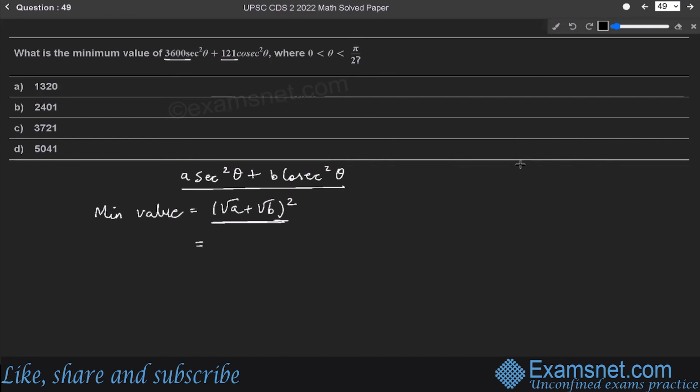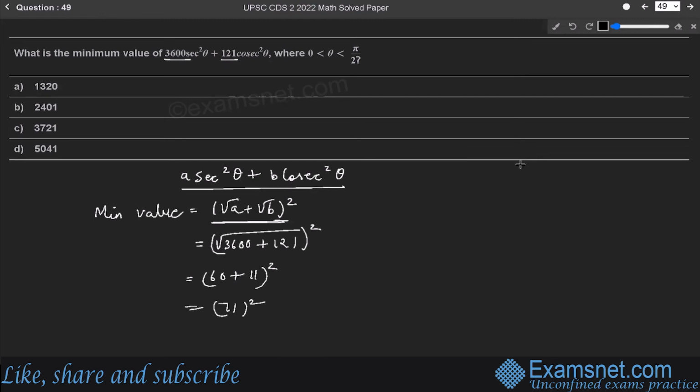So minimum value will be under root of 3600 plus under root of 121, and the whole square. So under root of 3600 is 60 plus under root of 121 is 11 whole square. So it will be 71 whole square.